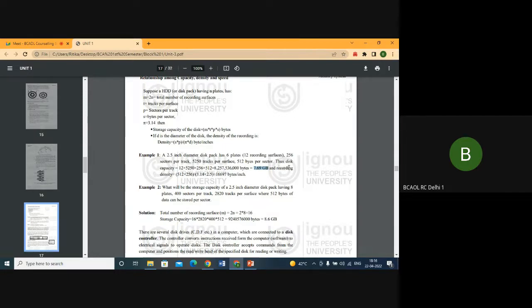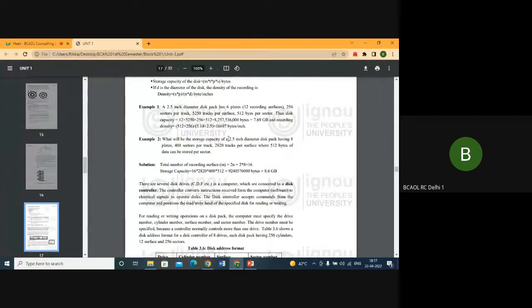And when we are talking about recording density, it is S, that is bytes per sector, 512, multiplied by sectors per track, that is 256, divided by pi, that is 3.14, into the diameter of the disk, 2.5. So this will come out to be this many bytes per inch. The unit will generally be in inches, 2.5 inch only.